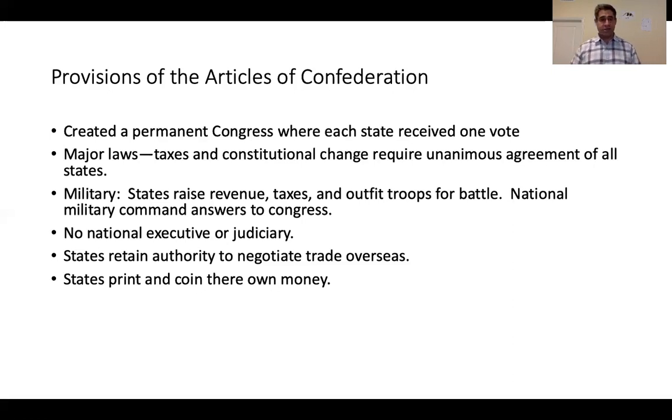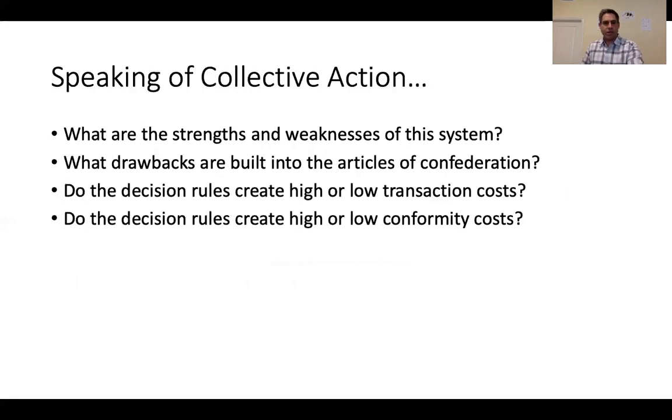So what you have here is a picture, as we're going to learn, of a national government that's going to be pretty weak. It's a national government which has a Congress, but a Congress that requires unanimous consent of all of the members in order to get anything done. A national government which can make major laws, but major laws require that every single one of the 13 colonies approve of the laws, regardless of their size. A new national government that has a military, but is woefully ill-equipped to fight because the states themselves, rather than the national government, are left to raise monies and troops. There's no national judiciary, no president to coordinate for collective action, and the states themselves retain powers to negotiate overseas and print and coin their own money.